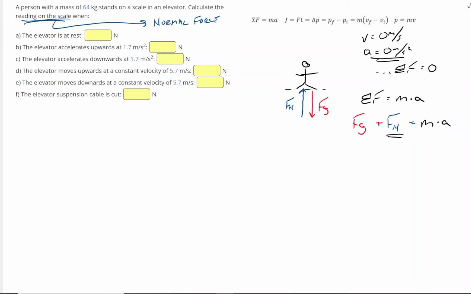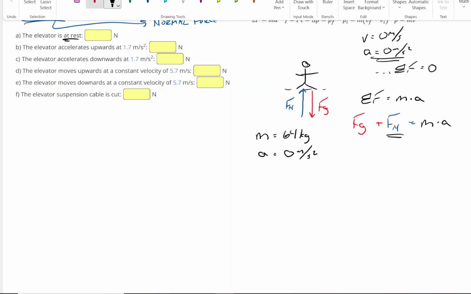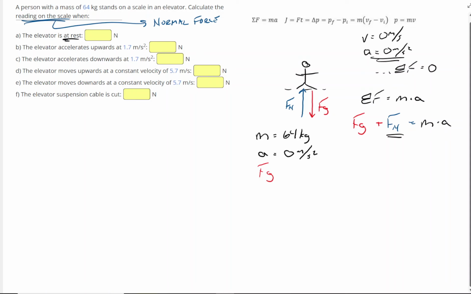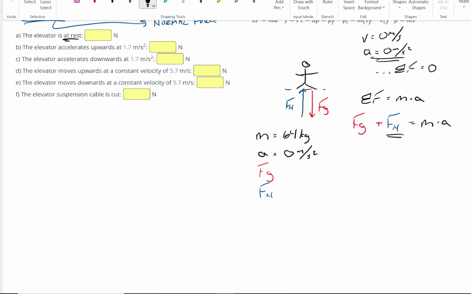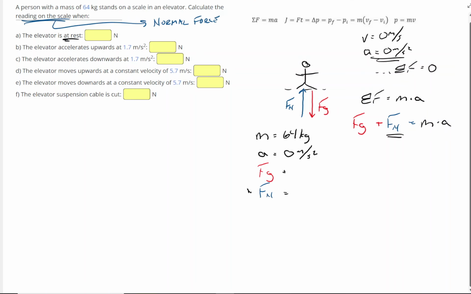So in typical problems, we're going to organize our variables. We're going to have an object with mass. They tell us the mass is 64 kilograms of the person. We're going to have an acceleration. In this case, we realize they're at rest. And since we're at rest, we know we have 0 acceleration. It's not changing velocity. There's no velocity, and there's nothing to indicate that it is changing. And then we have forces, right? We have our force due to gravity, and we're going to have our normal force, Fn. And in this case, the normal force is what the scale would read, so that's what we're trying to find.